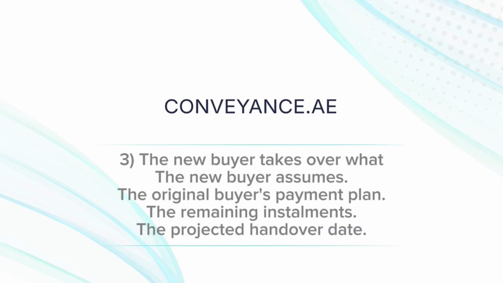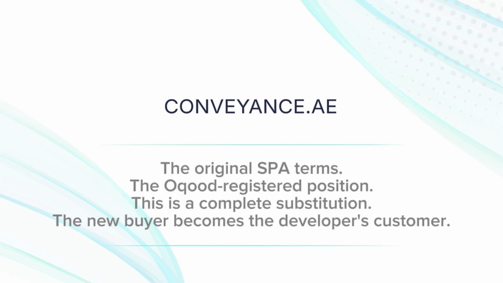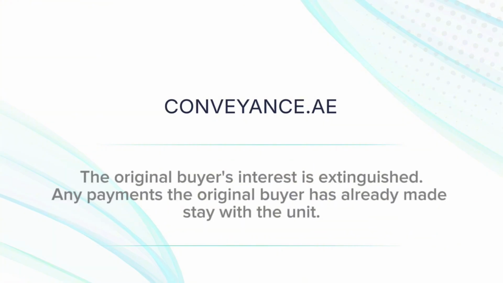3. The new buyer takes over what? The new buyer assumes the original buyer's payment plan, the remaining installments, the projected handover date, the original SPA terms. The OCUD registered position. This is a complete substitution. The new buyer becomes the developer's customer. The original buyer's interest is extinguished.